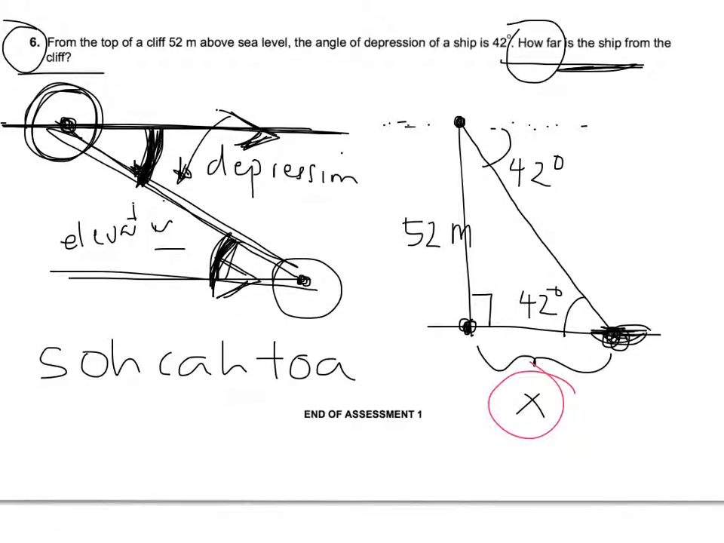Why tangent? When we say opposite, opposite of what? What is our reference? Is it 52? Is it 42? Is it x? What is our reference?